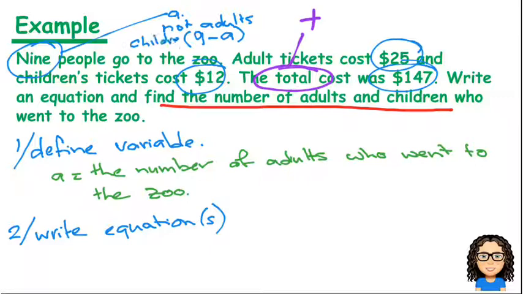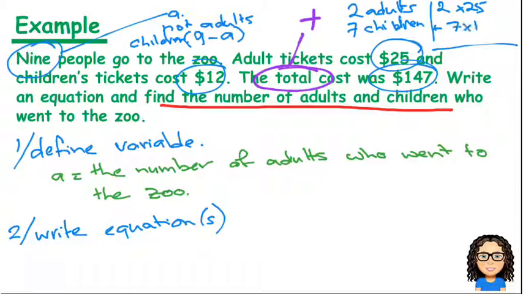That's going to be an important thing for us to think about, because we've been given some information about how much each adult and children's ticket costs. So if I had, say, 2 adults that went to the zoo, and therefore 7 children that went to the zoo, think about how we'd work out the cost of that. Well, 2 adult tickets times $25, plus 7 children at $12 each, and that would give me a cost of $134. Okay, so I know that's not the right number, but think about the process that we've just gone through.